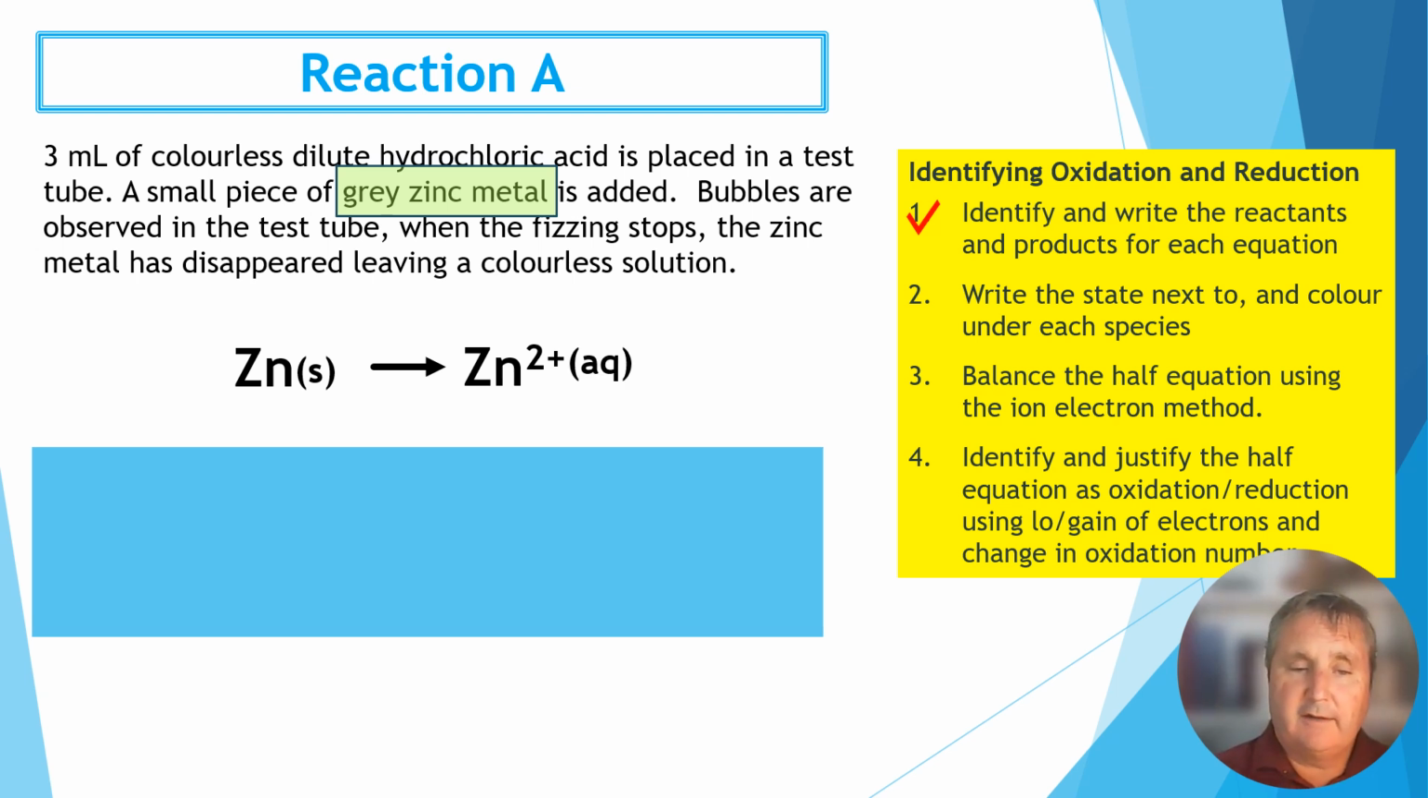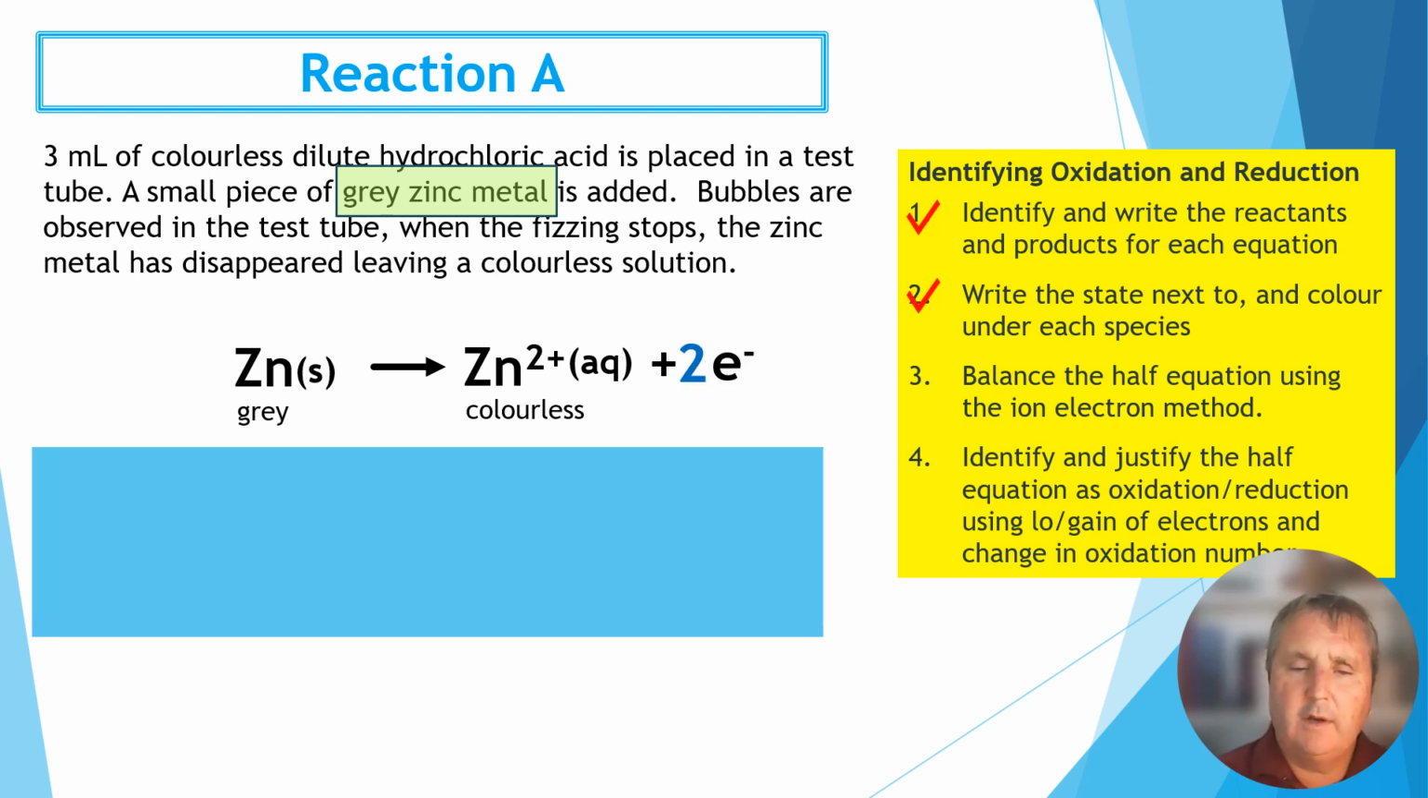If we go back to our table again, we can remember zinc metal is grey and Zn2+ is colourless. Now we've identified the state and the colour of each of these. We're going to balance. On the left hand side we have no charge, and on the right hand side we have a +2 charge. We add electrons to the side that has the most positive charge. We're going to add them to the right hand side.